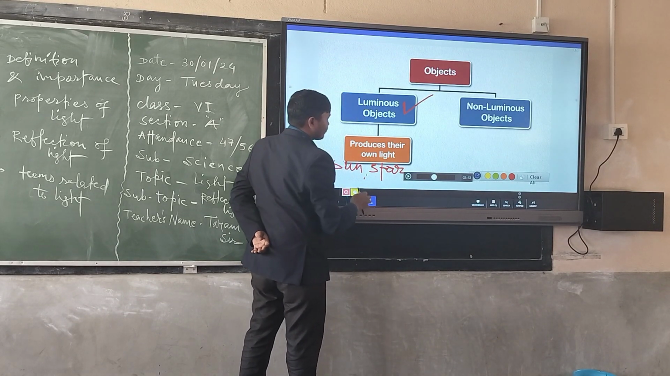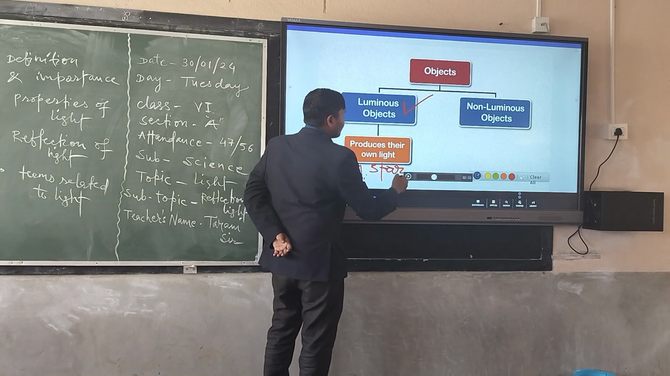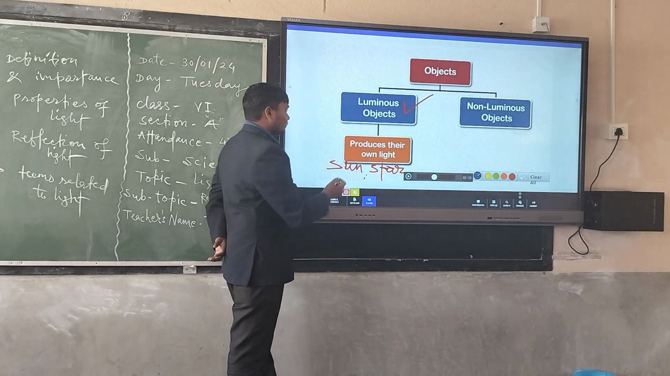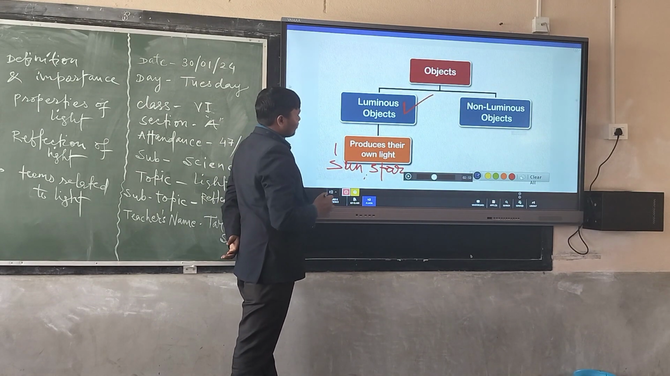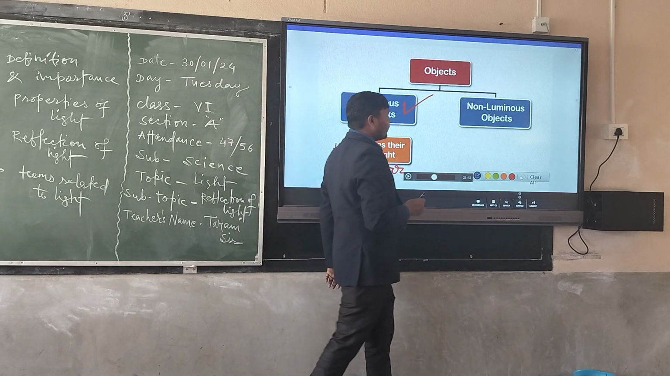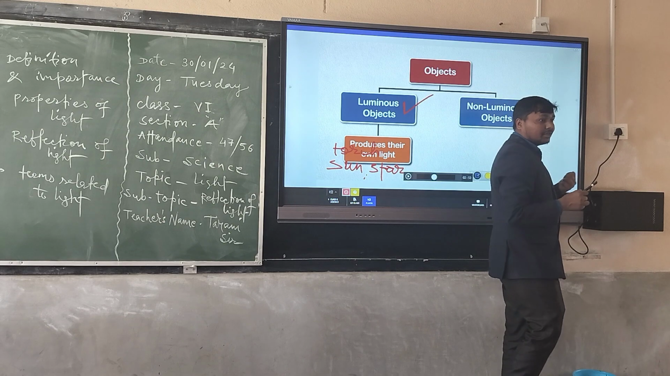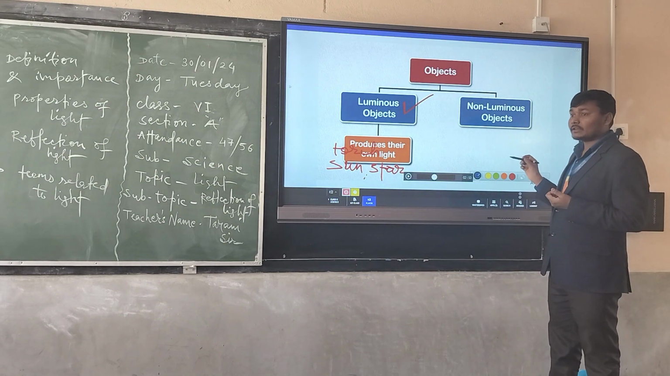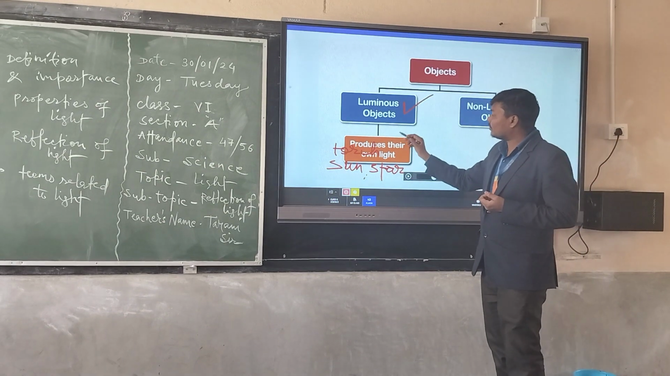Okay. One more. The tube light. Tube light, bulb. Okay. Torch. Okay, a few more examples I have. You have to say whether it is luminous or non-luminous. Okay. Fire. Firefly. Yes, firefly also.